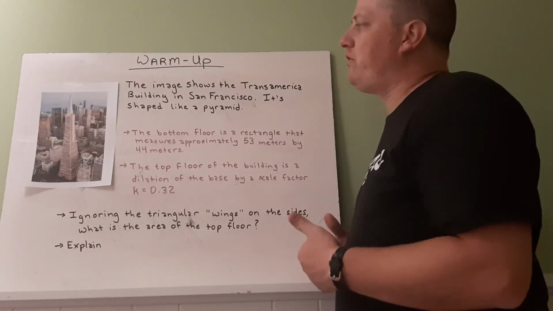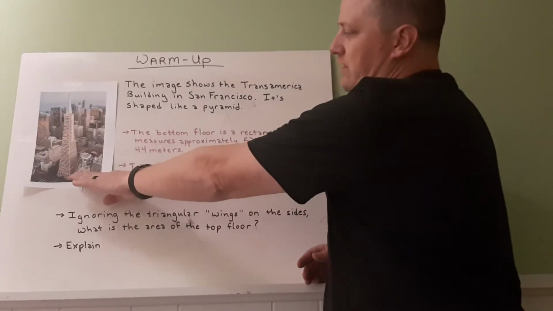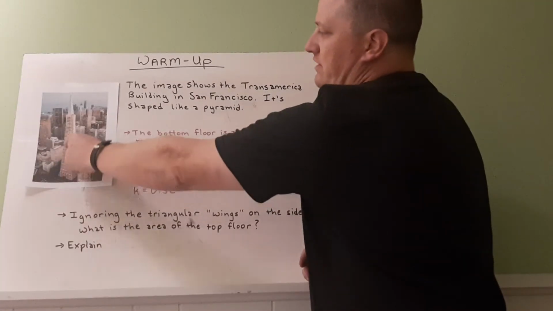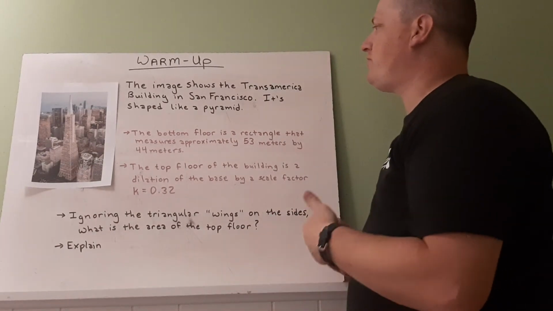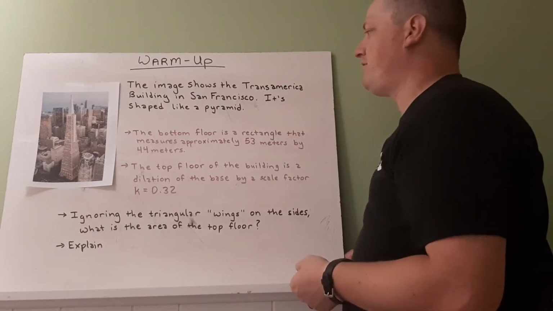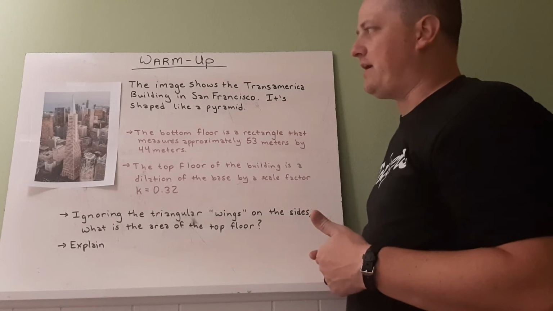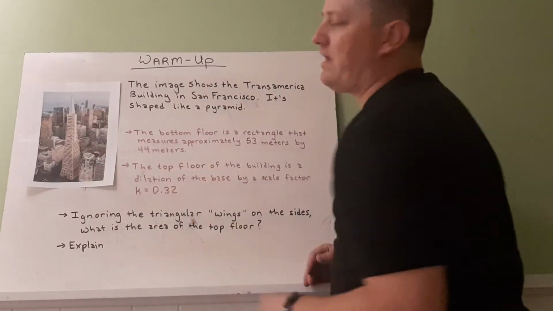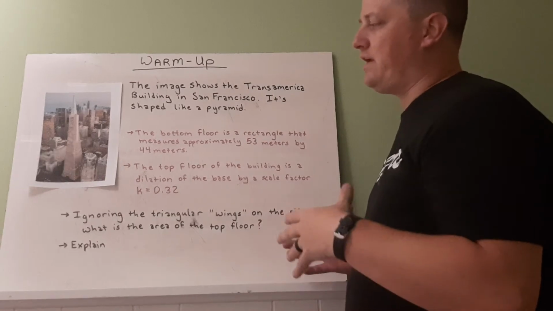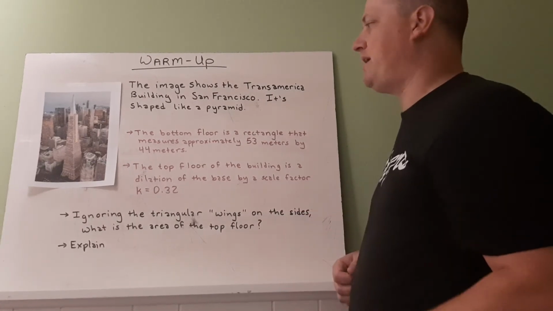All right, so your warm-up here is to focus on this image. Notice this pyramid-looking building. So the image shows the Transamerica building in San Francisco. It's shaped like a pyramid. The only part that's not a pyramid are what are called these wings, and we're going to ignore those. We're going to assume that it is a perfect pyramid.